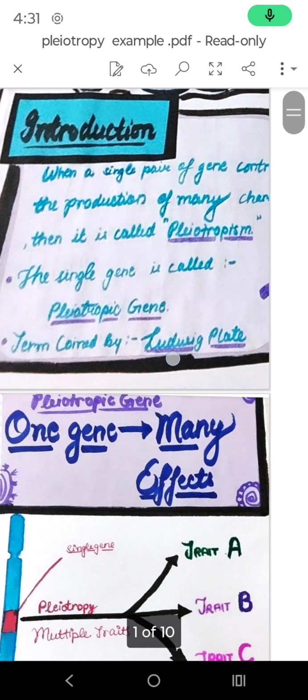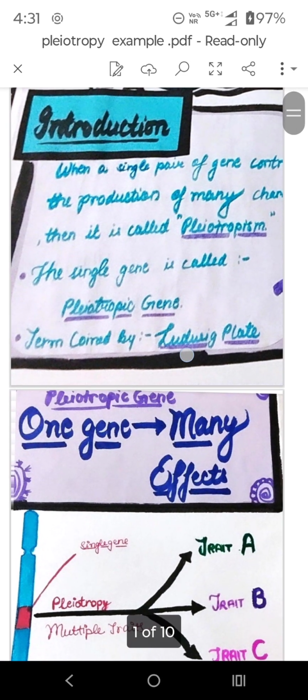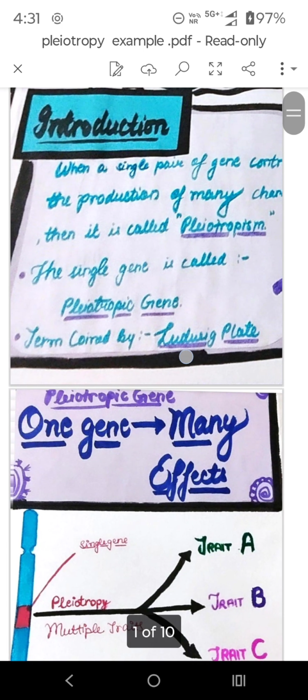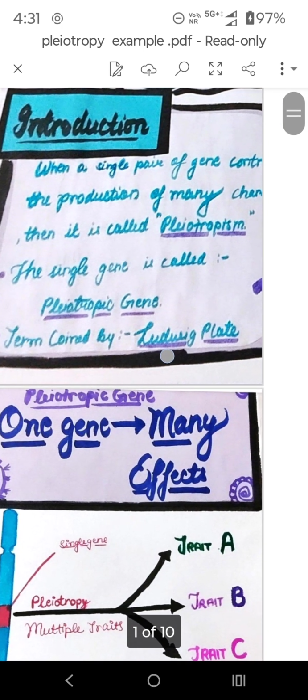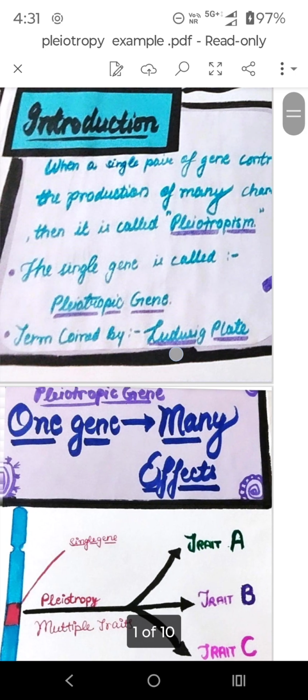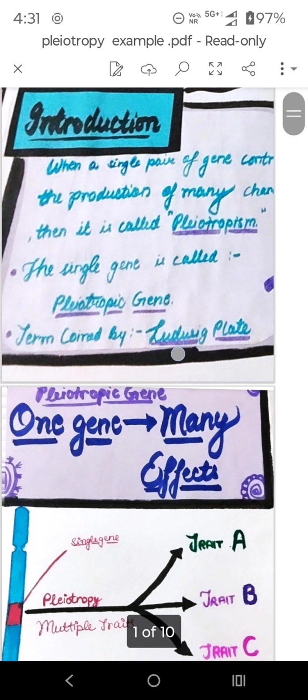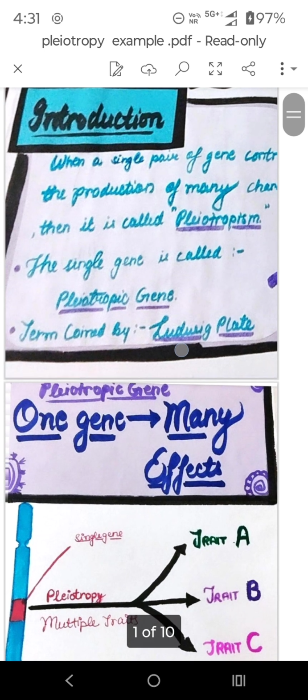So now this is a new term, pleiotropy. Pleiotropy means when a single pair of genes controls the production of many characters, then it is named pleiotropism. So a single gene is called a pleiotropic gene. It means one gene, one pair of genes, controlling many characters.